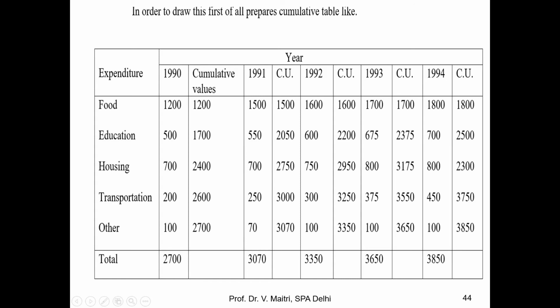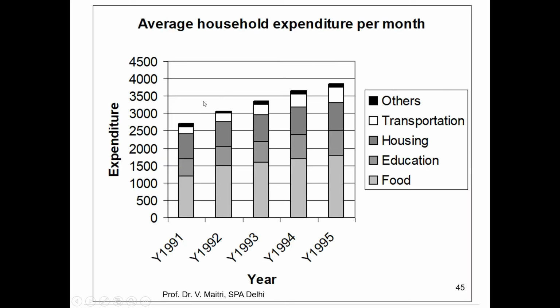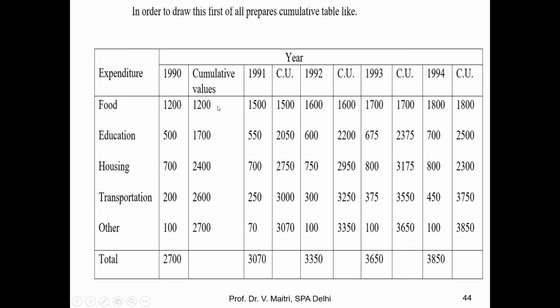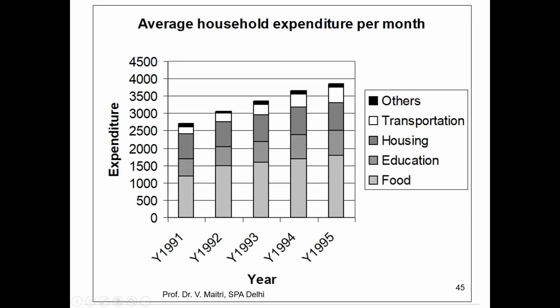And these cumulative values we are presenting like this. Just see, for 1990: 1,200, 1,700, 2,400. So up to 1,200, then the next cumulative value comes, then the next, and the next. That's what I have made in the index: food, education, housing, transportation and others, and the expenditure in different years.